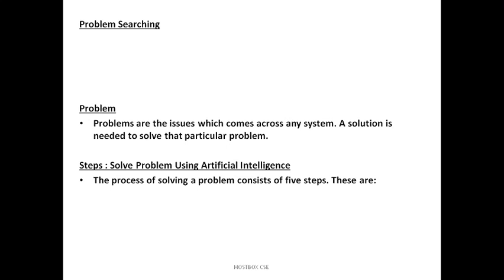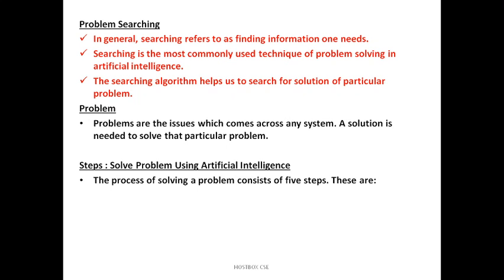Now the thing here is problem searching. In general, searching means finding the information one needs. You are going to find some information, and that is the meaning of searching. It is the most commonly used technique of problem solving in artificial intelligence. Searching algorithms help us search for a solution to a particular problem. If you go for AI, as I already told you, we have to go for many algorithms. Based on the algorithm only, you can find the solutions easily.